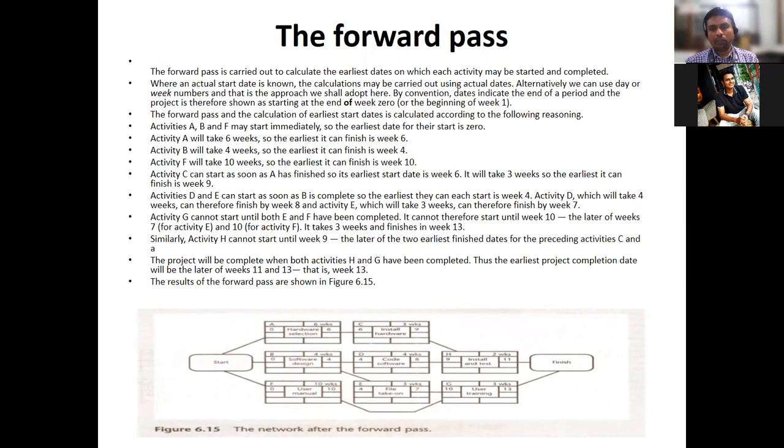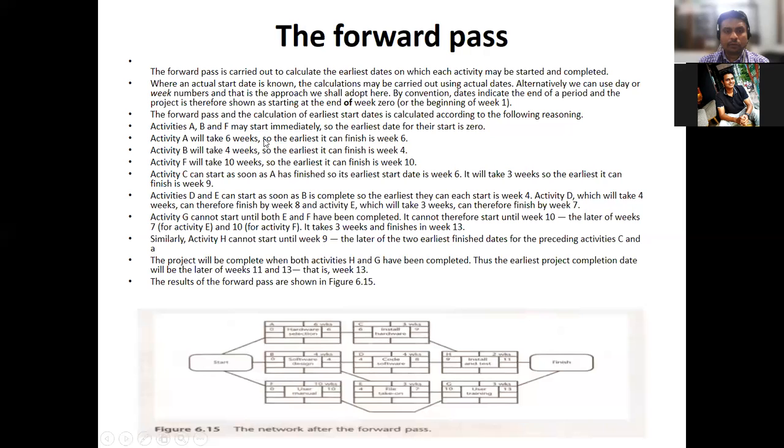By convention, the dates indicate the end of the period, and the project is therefore shown as starting at the end of week 0. Normally, at the beginning we start with 0. That is the indication that we are planning to start, so nothing has been started. That's the reason they use 0, and the duration is as we have already mentioned. For example, for A, the duration is 6 weeks, so that needs to be specified over here as 6. That's what they are trying to mean.